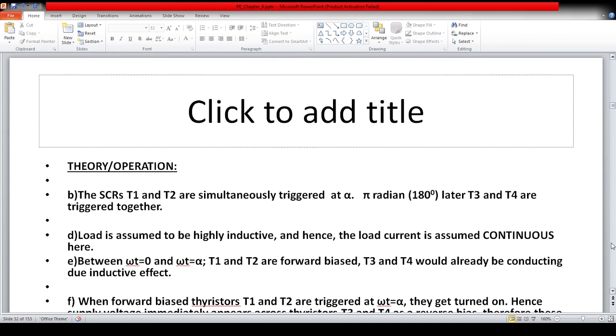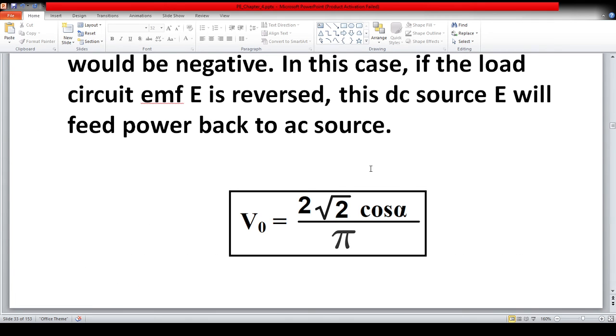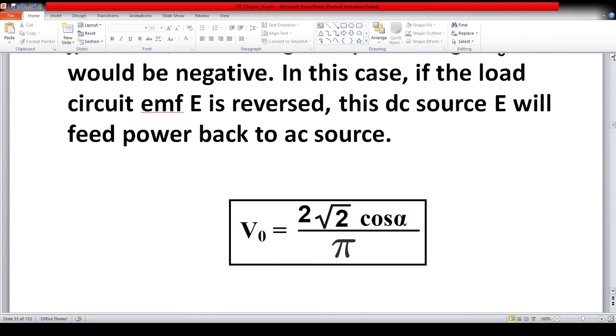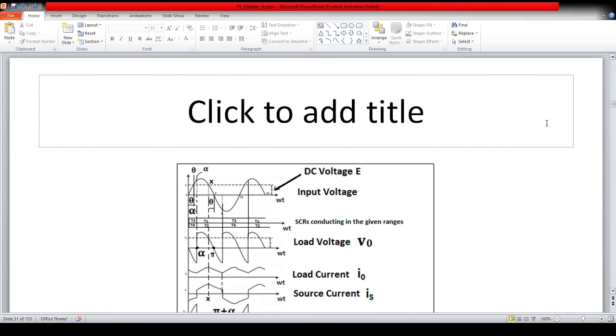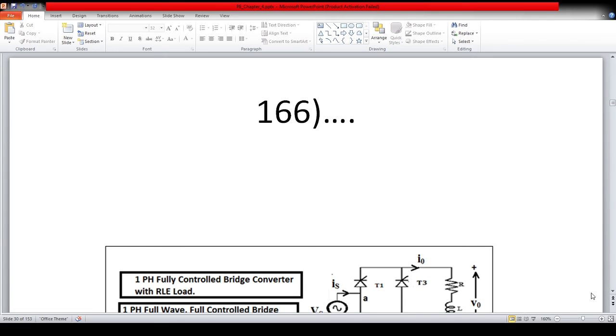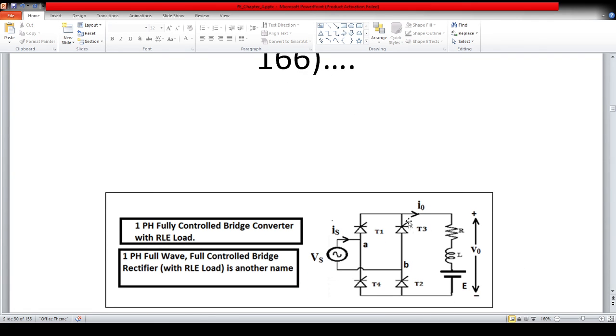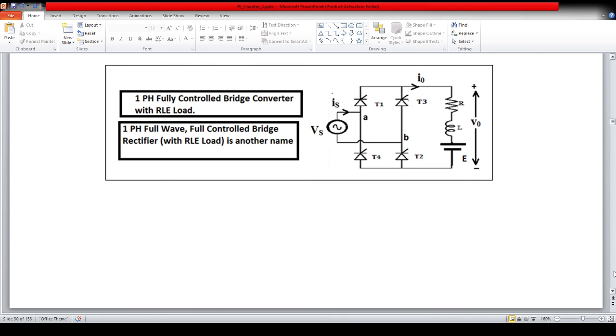During that period, the circuit can act as inverter. Means power can be fed from the load to the source. But on one condition, the EMF should be reversed because the current direction cannot be changed due to SCR. See, current is flowing like this. If we want to feed back power to the source, you will have to reverse this for the duration of the inversion mode.